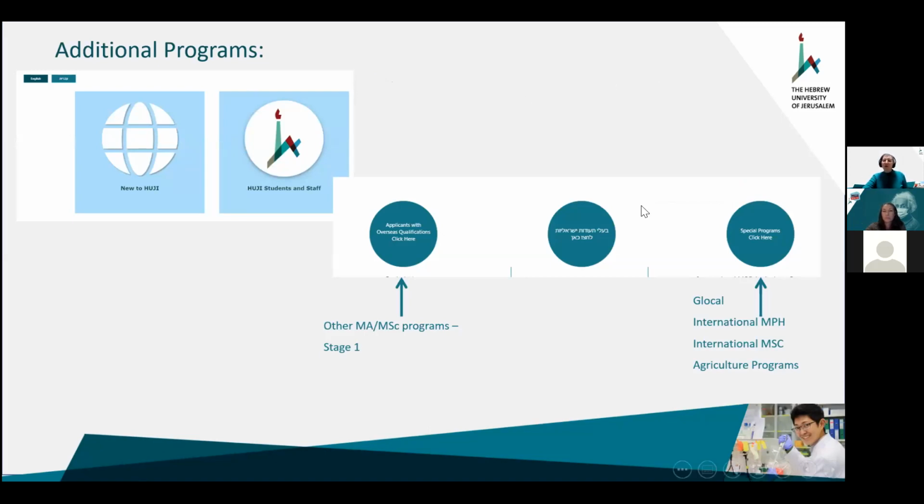But here you also have, on the right-hand side, applications for the local program, the International Master of Public Health, and the international program in the Faculty of Agriculture. And all the other faculty programs we apply on the left side. And that's where you complete the application that is handled by the Overseas Applicants Unit, by us.